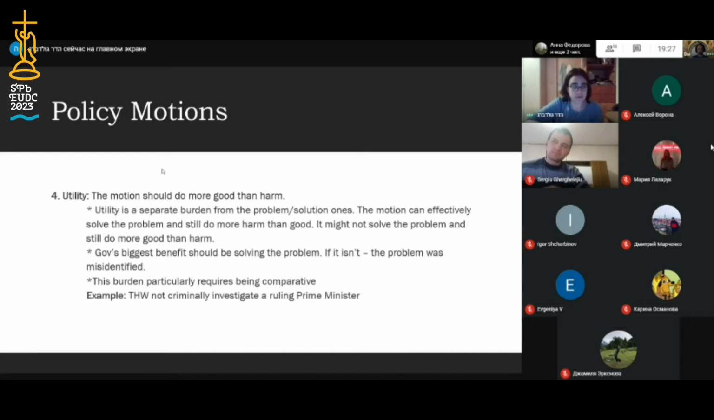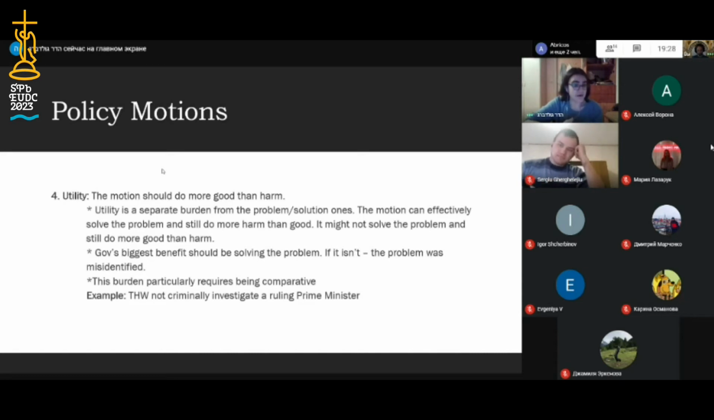Motions usually have more than one benefit. They help in several ways. But usually, we want the identification of the burden to be correlating to what is the biggest benefit from the motion. To give an example, in the motion, this house would legalize all drugs, I can argue that one of the benefits of it is it will increase tax revenue from the state because we can tax the trade of drugs. It is definitely a benefit.